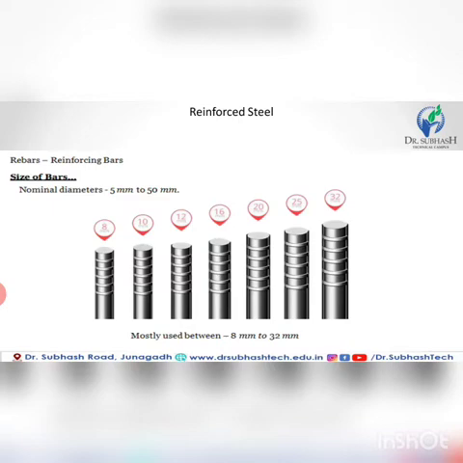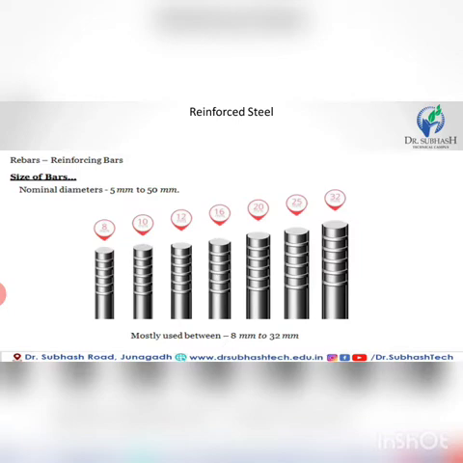T-strong, T-scone, GIRP, etc. The bar is available in three grades: Fe 415, Fe 500, Fe 550. They have heavy corrugation of ribs on their surface.